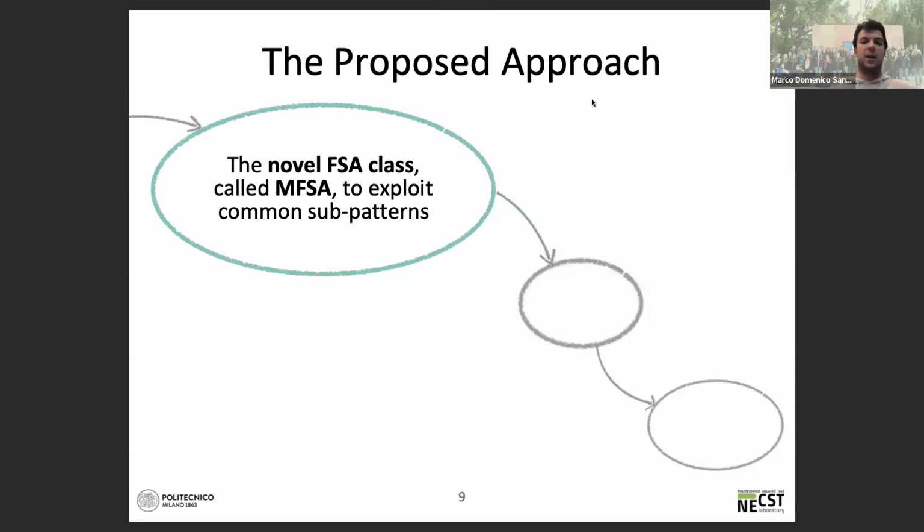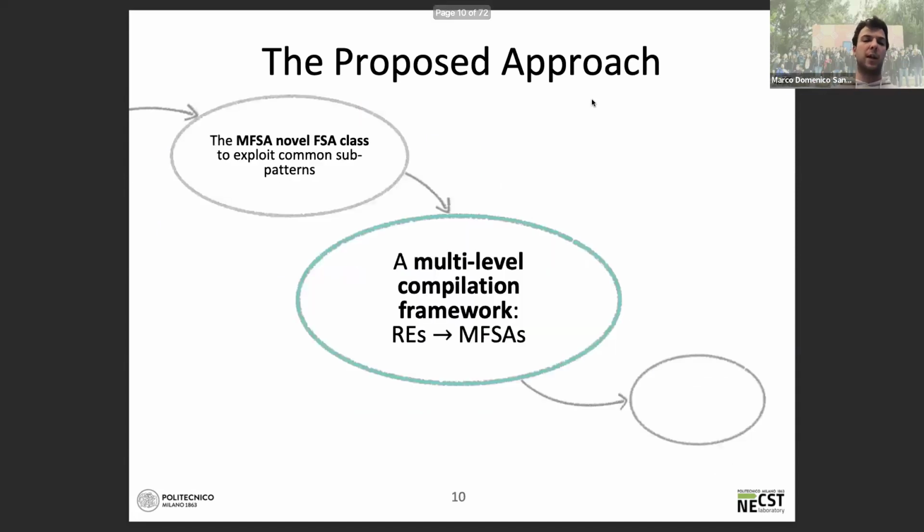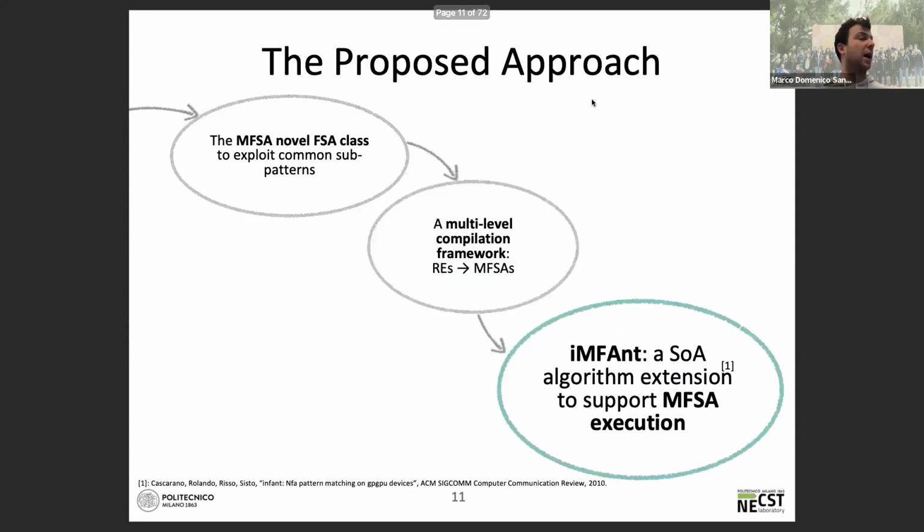We want to propose a new model to try to merge together a set of regular expressions, trying to optimize both memory efficiency and latency. Then we propose a way to compile the regular expressions into this new type of representation. And finally, we want to evaluate the impact of the new model from the execution perspective.